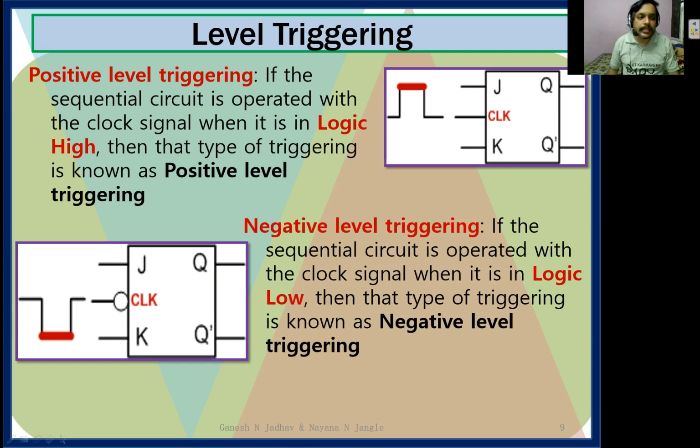the logic is low, because we can say that this logic is a 0, which means it is low, and this logic is 1. When the logic is 0, if the circuit is operating, then it is called a negative level triggering.